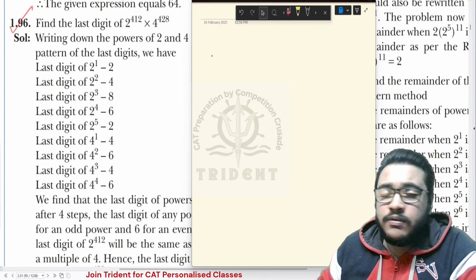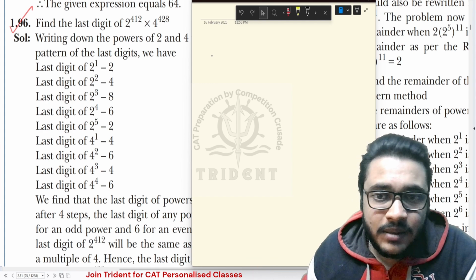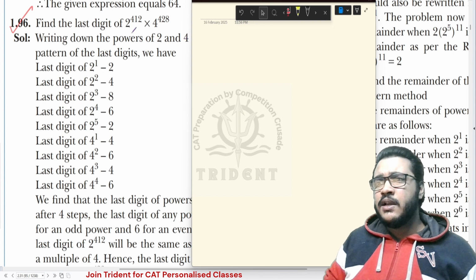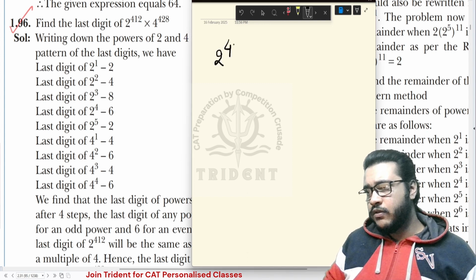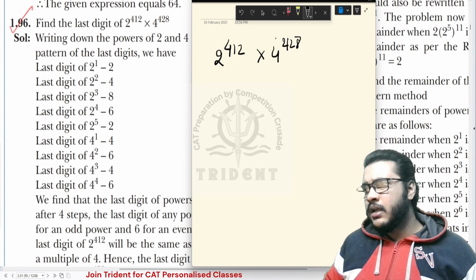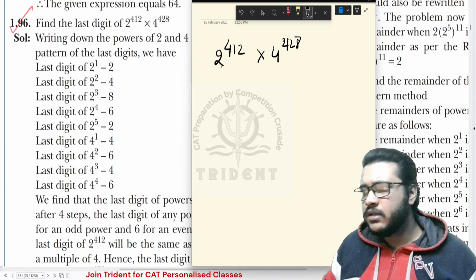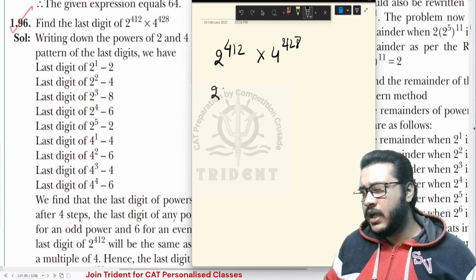So this is the first question. We are typically going to revise some questions of unit digit, remainder theorem, and that's all, right? The question says, find the last digit of this expression 2 raised to the power 412 into 4 raised to the power 428. So, not talking too much about the theory, let's directly solve it. First, the cycle of 2. So we know the cycle of 2 is 2, 4, 8 and 6.